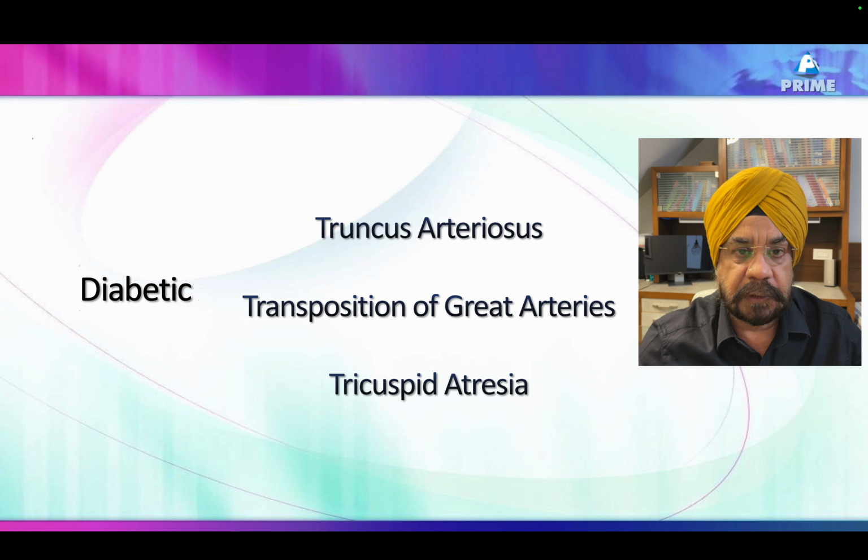And you must understand diabetes can produce congenital heart defects. Common out of them are truncus arteriosus, tricuspid atresia, and transposition of great arteries. So these three conditions are very common congenital associations in a patient who is diabetic and has a baby.